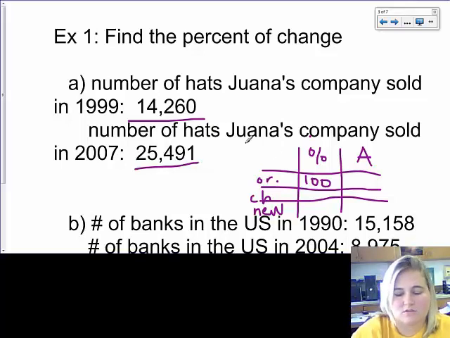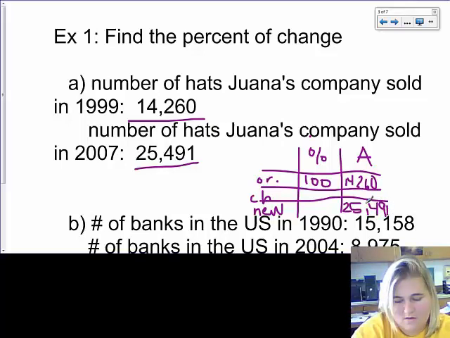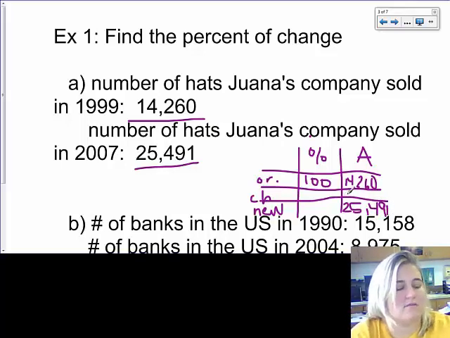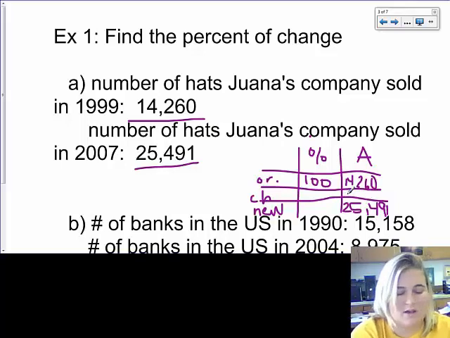So, the original is that first year that we're talking about, which is 1999. So we have 14,260. And the new amount is what we ended with, which is 25,491. And to find the change, we're going to have to subtract. So, give me a second while I get my calculator out here. 25,491 minus 14,260 gives me 11,231.